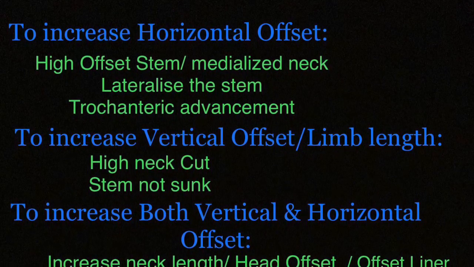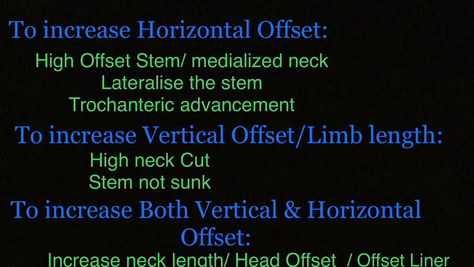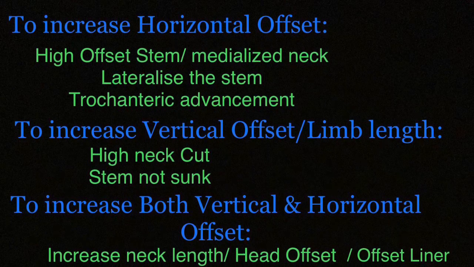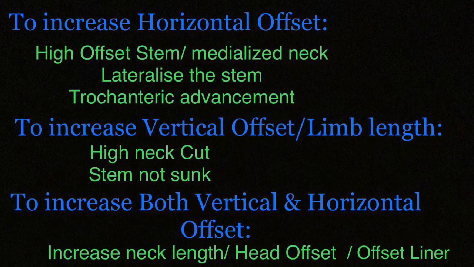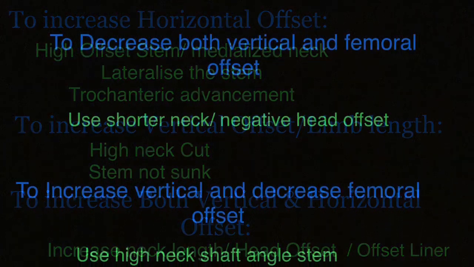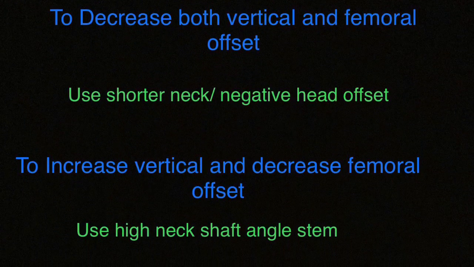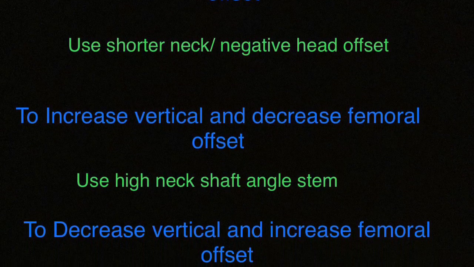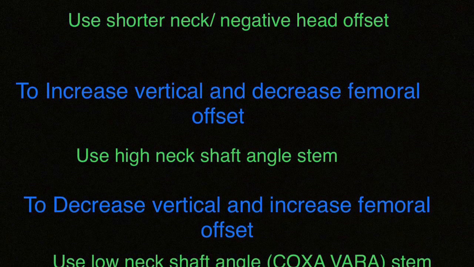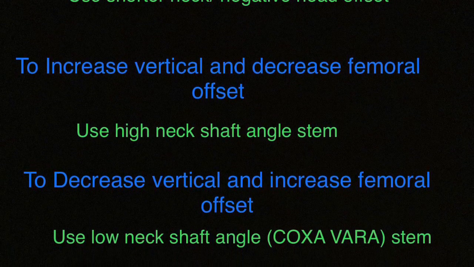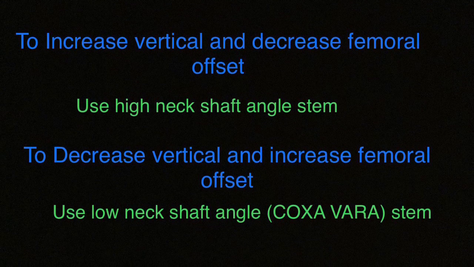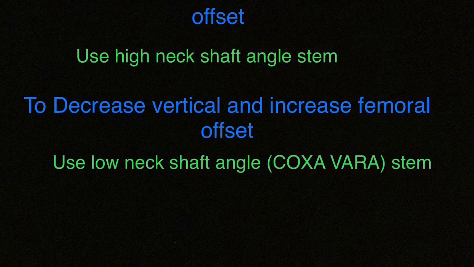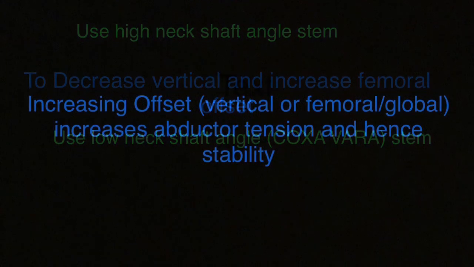In order to increase both the horizontal and the vertical offset, what you have to do is to use a longer femoral neck, or a positive offset of the head. On the contrary, if you have to decrease both horizontal offset and the vertical offset, use a shorter neck or a negative head offset. To increase vertical and decrease femoral offset at the same time, use a high neck shaft angle stem. And on the other hand, to decrease vertical and increase femoral offset at the same time, use a low neck shaft angle, that is a Coxa-Vara stem.